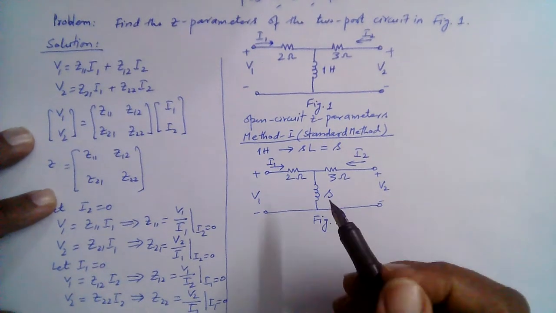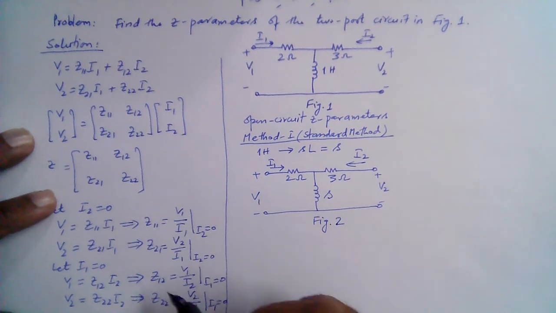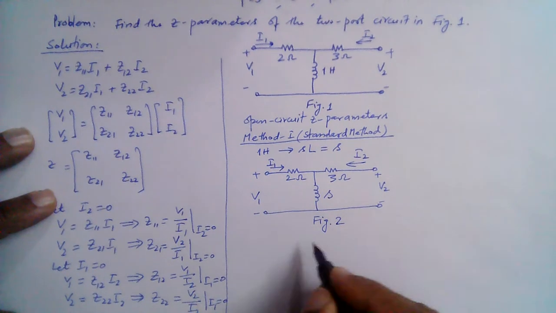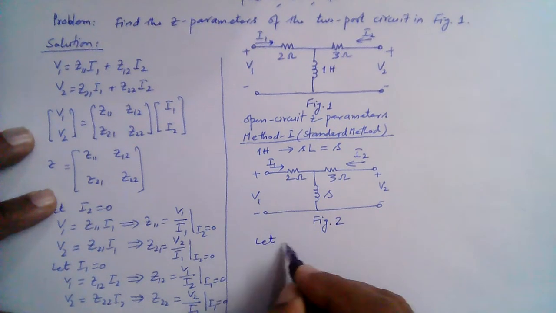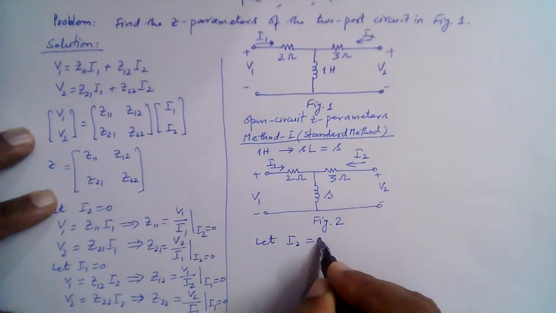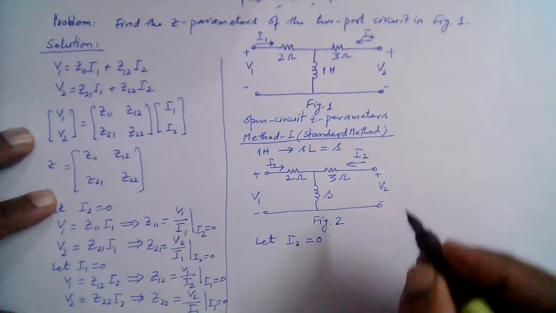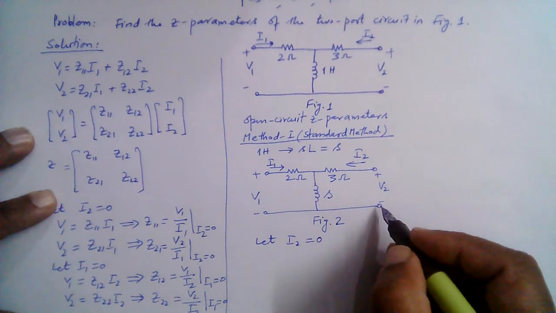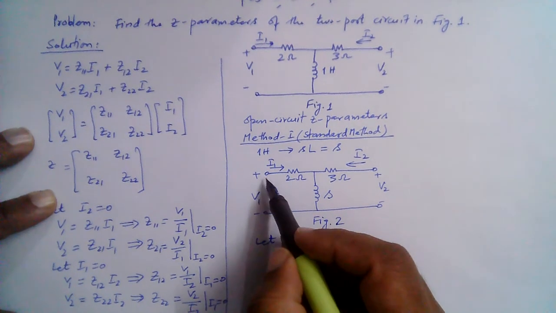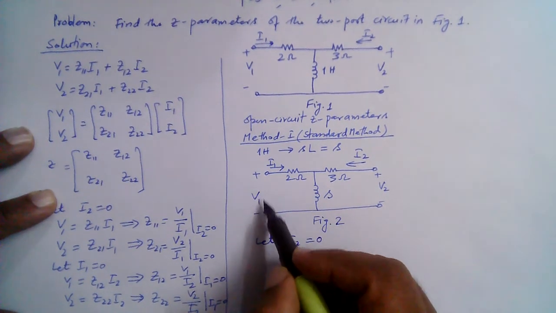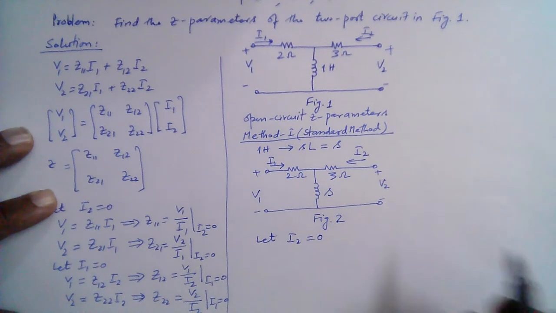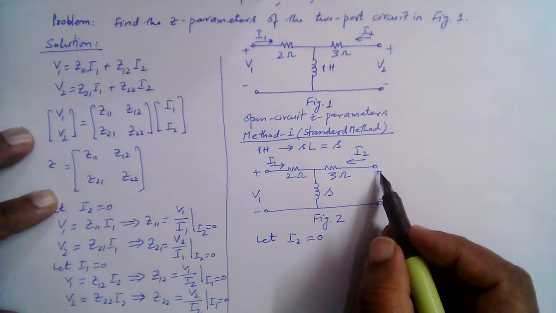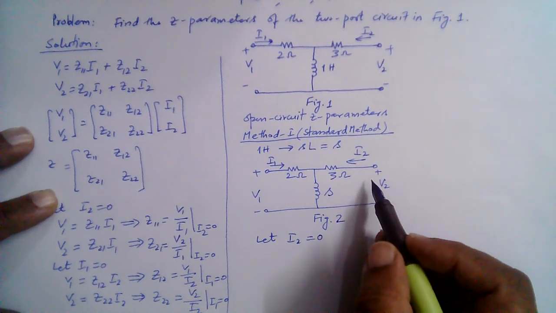So if you're using this standard method, we set I2 equal to 0. I2 equal to 0 means we consider this port to be open circuited, and we connect a voltage source V1 here. We assume that a voltage source V1 is connected here, and this port is open circuited, so that I2 is equal to 0.